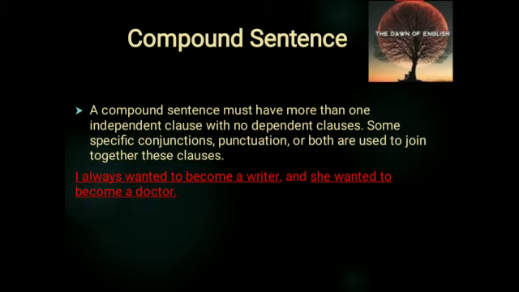For example, I always wanted to become a writer and she wanted to become a doctor. Here you can notice in the given example there are two independent clauses or main clauses. I always wanted to become a writer. She wanted to become a doctor. Both the sentences are independent of each other, but they are connected with "and," which makes them together a compound sentence.